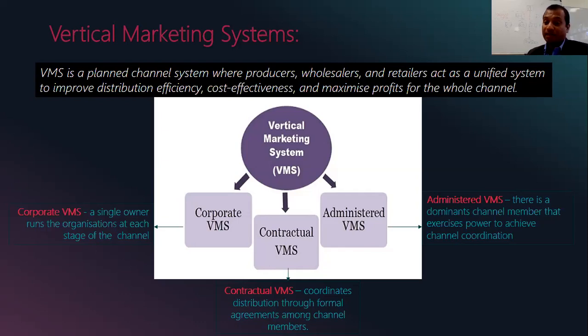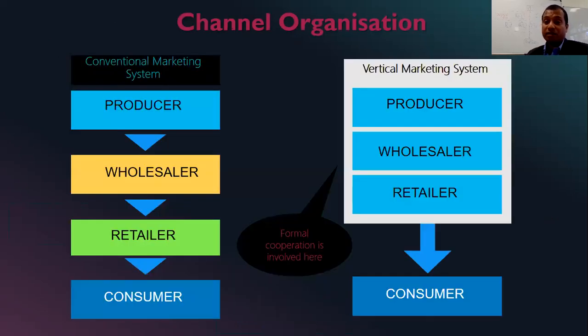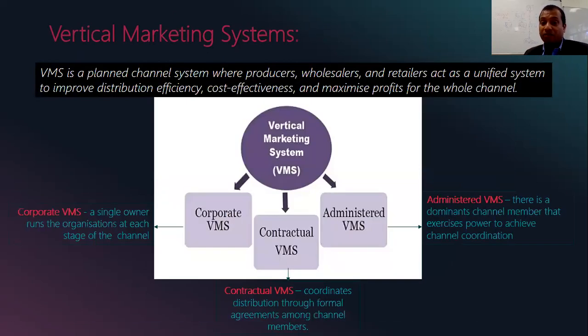And the third category is administered VMS. In this case, there is a dominant channel member that exercises power to achieve channel coordination. So what it says in administered VMS, there is a dominant player. So maybe sometimes wholesalers dominate in terms of taking the decision, or sometimes retailers like Walmart, the big retailers, have more negotiation power. They have more power to negotiate on certain prices, on certain issues and all, right? So they are in the more demanding position kind of thing. So if that is the case, that will be the case of administered VMS.